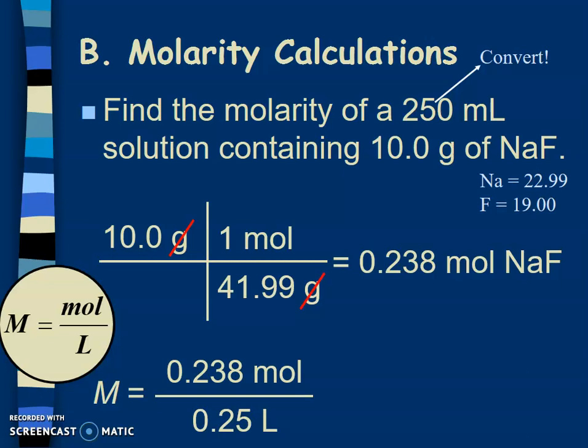And then I just pop this into my calculator, 0.238 divided by 0.25, and I will get 0.95 molar, capital M, because I calculated molarity. Okay. Looking up at my problem, this one has 3 sig figs, but this one only has 2 sig figs. So my final answer should have 2 sig figs.